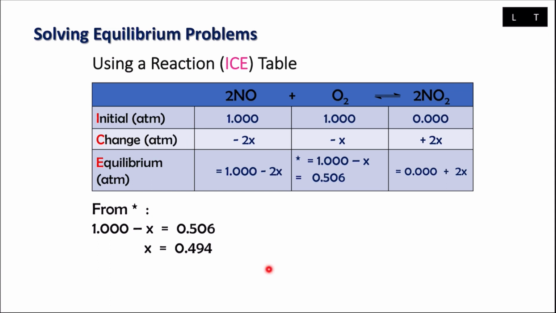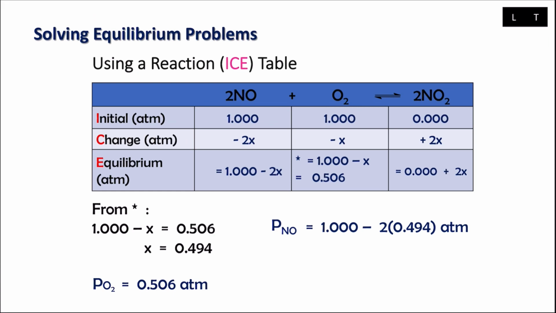So saya boleh conclude sekarang calculation saya partial pressure for O2 is 0.506 atm seperti mana dalam soalan sudah diberi dan kita gunakan value ini untuk cari X. Seterusnya partial pressure for NO masukkan dalam expression at equilibrium nilai X awak, so 1 minus 2 times 0.494, awak akan dapat value dia 0.012 atm.